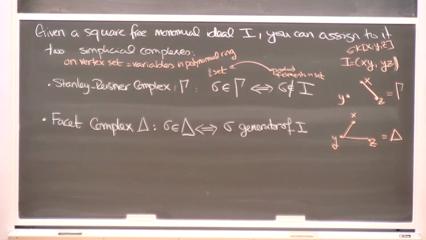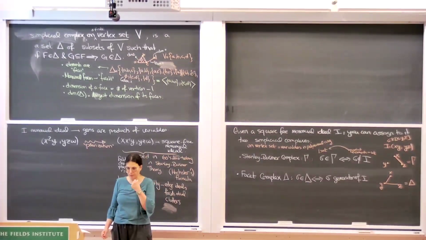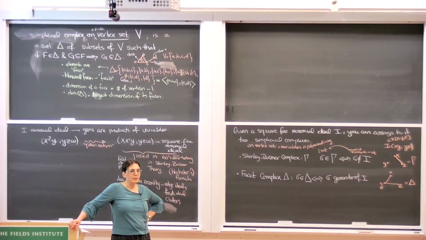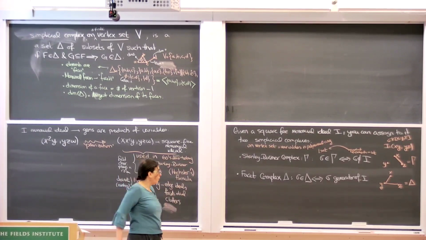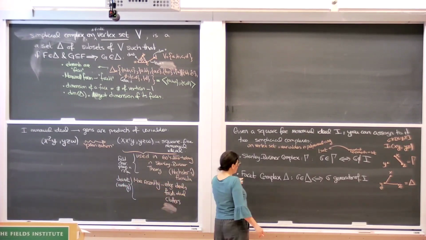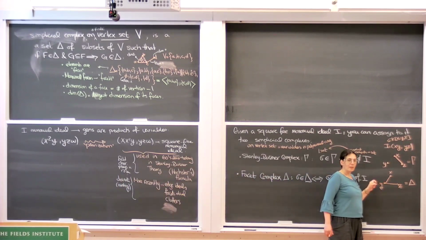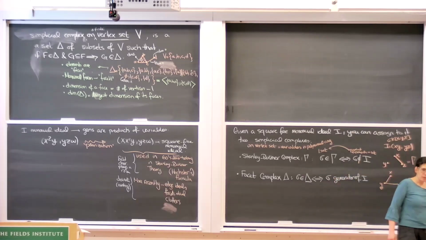The vertex set is always the vertices. What about the non-maximum ones? For the facet complex, well, they're in there, but it's not that. No, it's not a generator. You only take the generators, and your complex has facets that are equal to the generators.